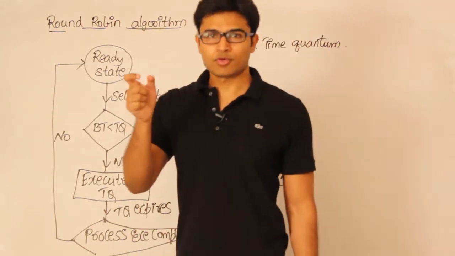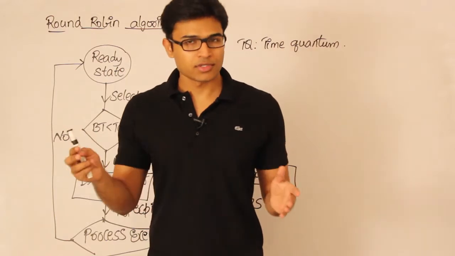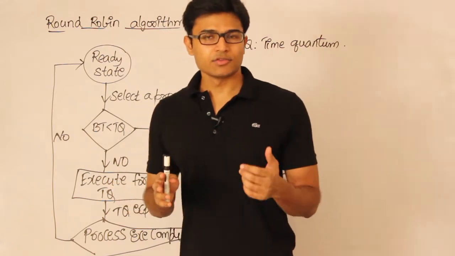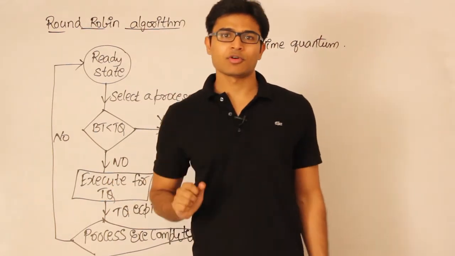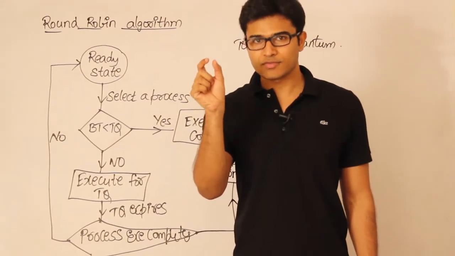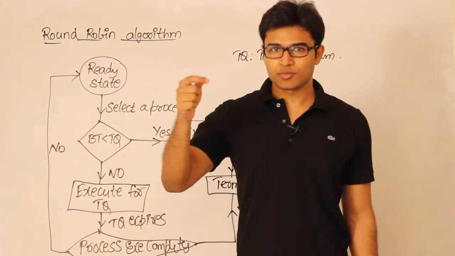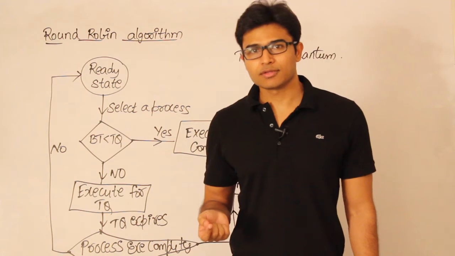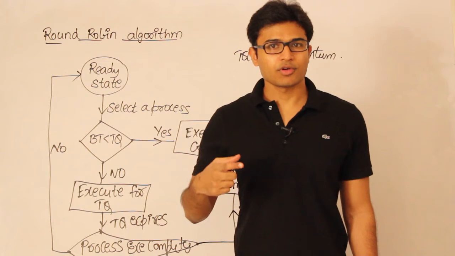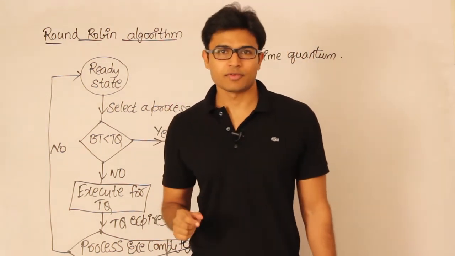It will take a particular process for execution, and it will not execute it till completion, or till the next process arrives. Nothing like that. Whatever the process, it is going to execute it only for some particular amount of time. That is called the time quantum. After executing that process for the time quantum, it will preempt it, and the next process will get into execution and be executed again for the time quantum. So every process will get executed only for a small amount of time, which is called the time quantum, right?